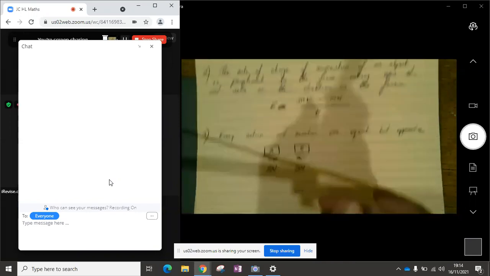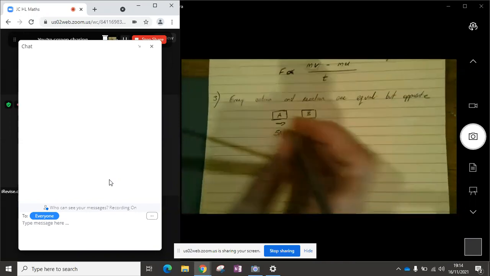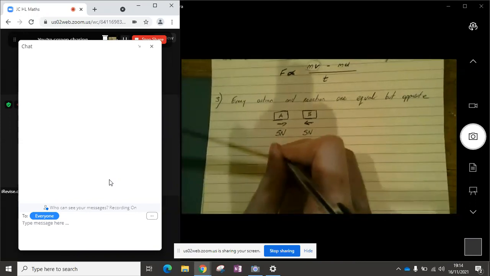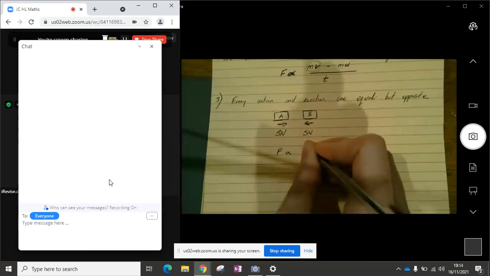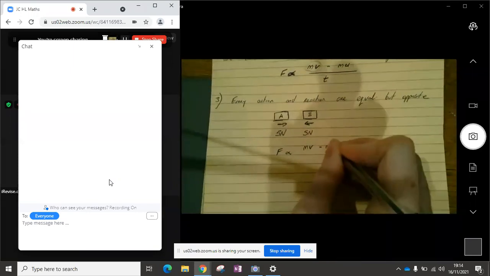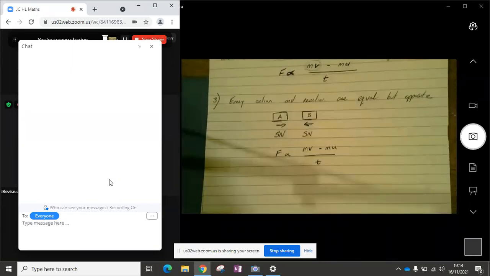This derivation is just something you have to learn off. So it starts like this. We state Newton's second law, which is that the force is proportional to the change in momentum all over the time taken. Start off with that.